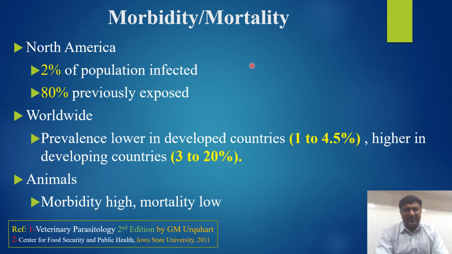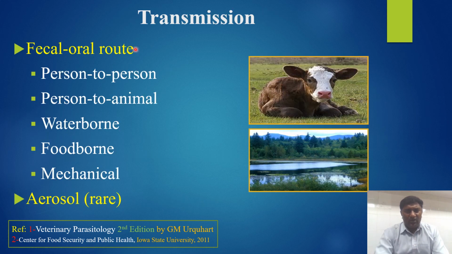Morbidity and mortality: in North America, 2% of the population is infected and 80% previously exposed. Worldwide, prevalence is lower in developed countries, 1 to 1.5%, and higher in developing countries, 3 to 20%. In animals, morbidity is high while mortality is low. Transmission is by the fecal-oral route, person to person, person to animals, waterborne, foodborne, mechanical, and aerosol.